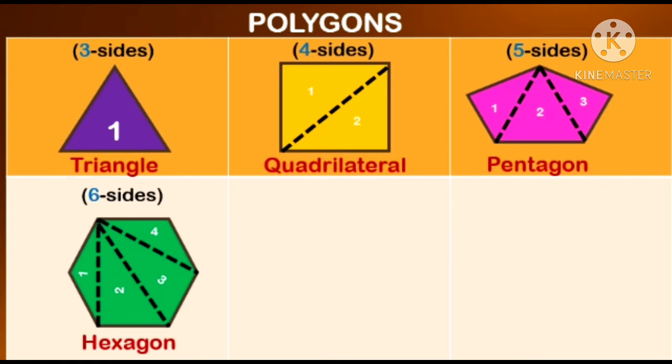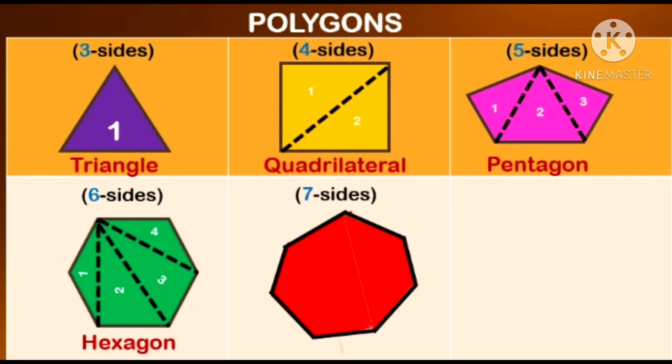Again, a 7-sided closed figure is called a heptagon. Here also, taking a vertex and joining it with the opposite vertices except on either side, we can make 5 triangles. That means a 7-sided closed figure has 5 triangles. Here number of sides minus 2, that is 7 minus 2 equals 5 triangles.